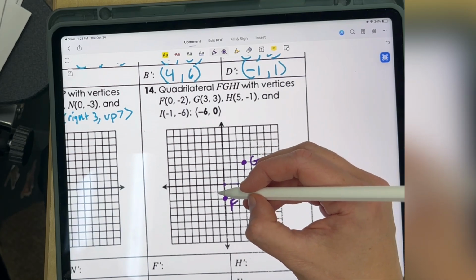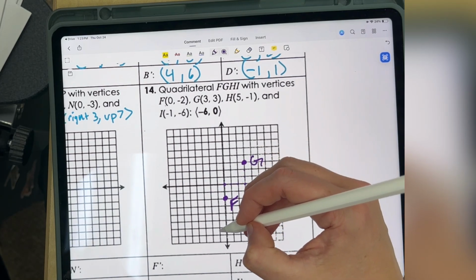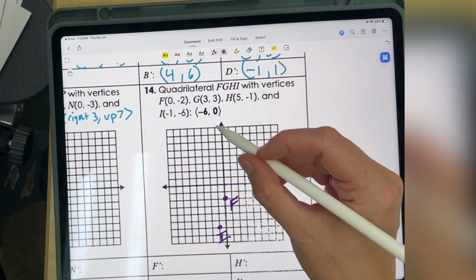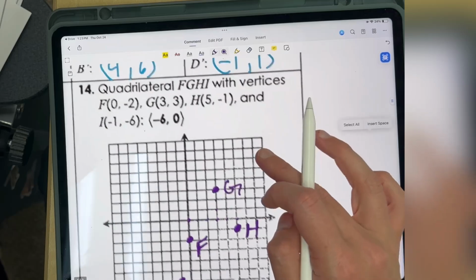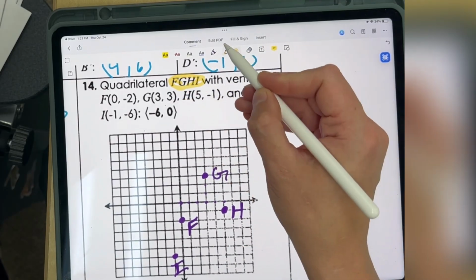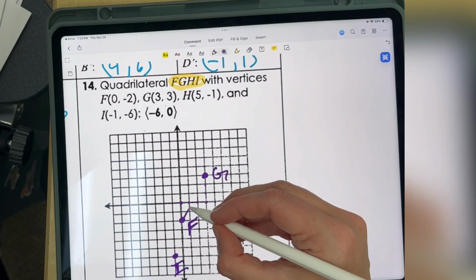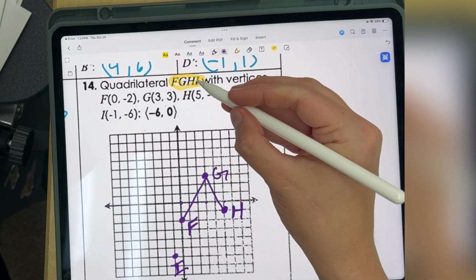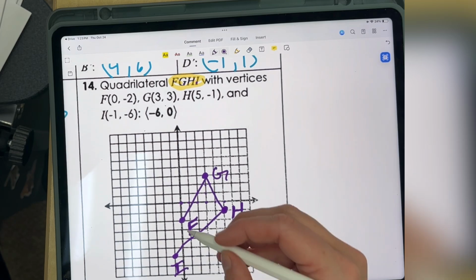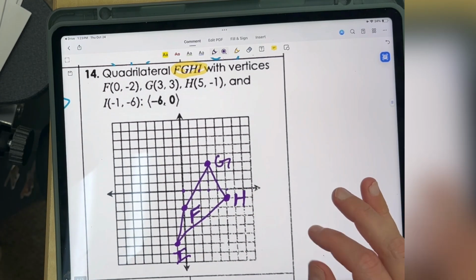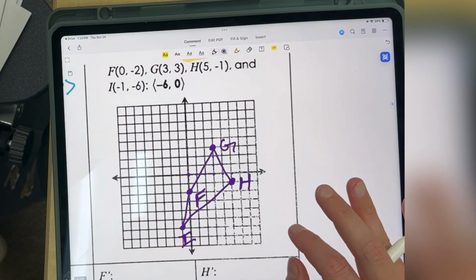Negative 1, down 1, 2, 3, 4, 5, 6. Now, if you never know how to connect them, it tells you right here. It says start at F. It says walk from F to G to H to I, and then there you go. What an ugly shape. It's a quadrilateral, but that is ugly.